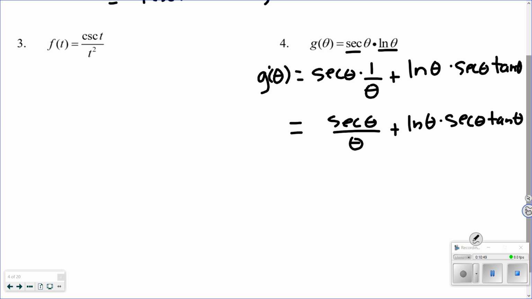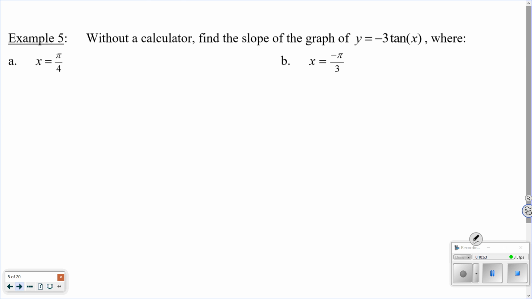Okay, there's my answer right there. Hey, the last couple of examples, right, they say without a calculator, find the slope of the graph of y equals -3 tangent of x. As soon as I hear slope of the graph, we just got to program our minds. In calculus, that means derivative. So I've got to take the derivative, and I want to find it at pi fourths. So I'll take the derivative and plug in pi fourths and plug in -pi thirds.